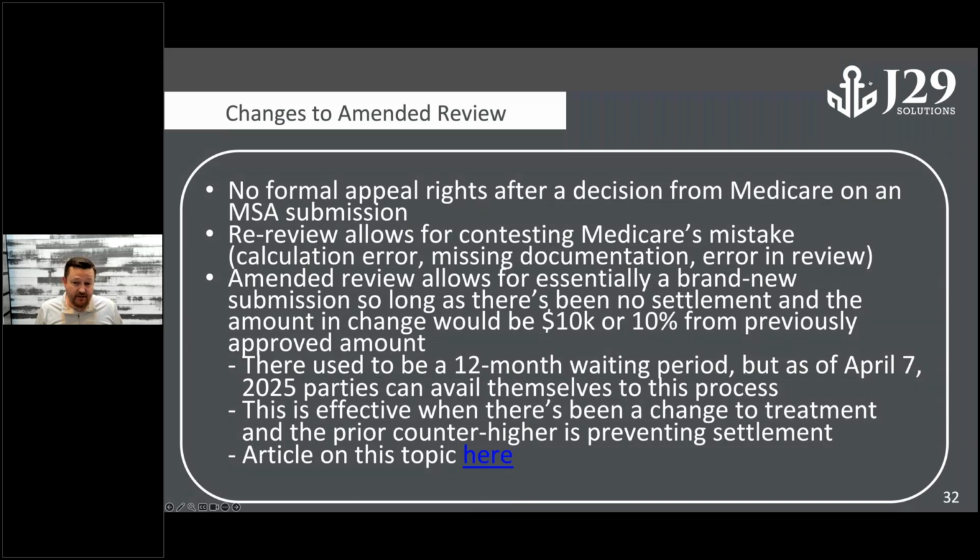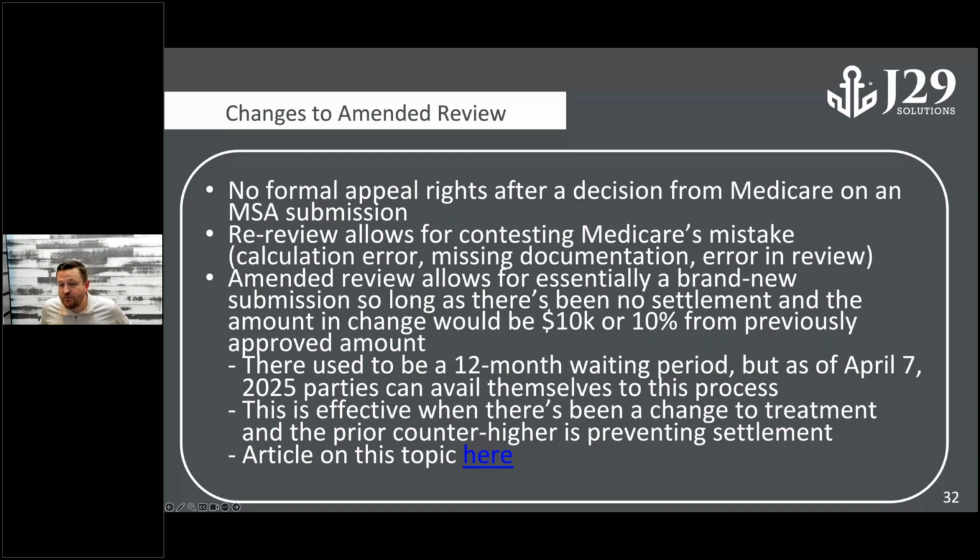But what happens if Medicare just comes back and they say, hey, we didn't mess up. We just think that you need to set aside another $500,000, and parties go, yeah, well, forget it. We're not settling the case. There's just too much money there. But what happens if you don't settle it and you're still paying on meds, but treatment has to change? Well, there's a procedure called amended review where Medicare effectively allows you to go back and submit a brand new submission so long as the case hasn't settled. And if the amount would be $10,000 or 10% difference from the previously approved amount, whichever's higher.